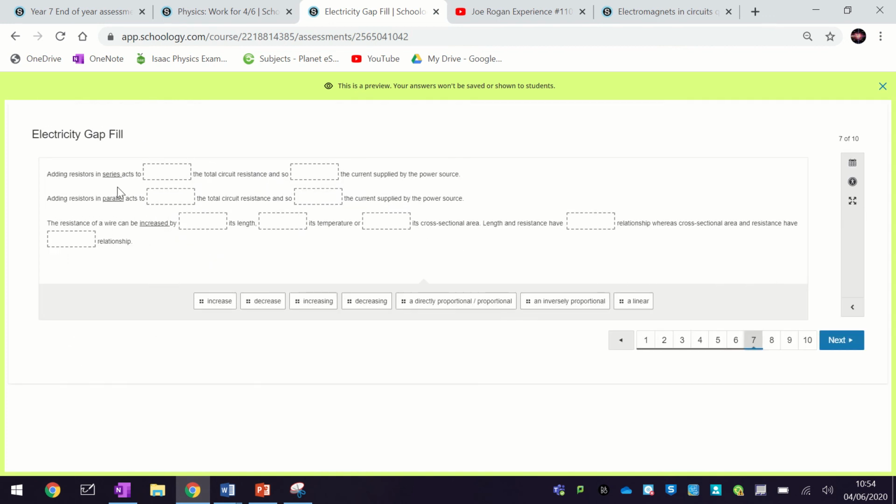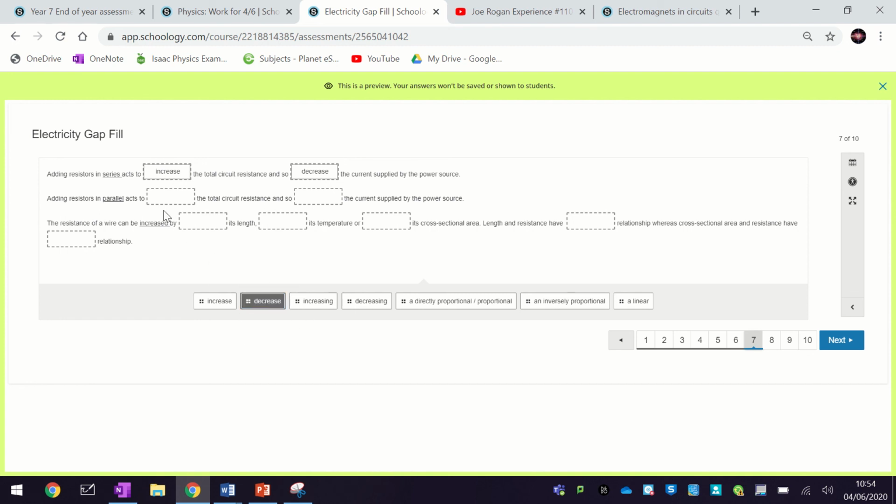Okay, so again, some general rules that you have to know. Adding resistors in series acts to increase the total circuit resistance. A few people put increasing in here, which doesn't make grammatical sense. The total circuit resistance, so it increases the total circuit resistance, and it acts to decrease the current. So bigger total circuit resistance means decreased current supplied by the power source. And it's exactly the opposite in parallel.